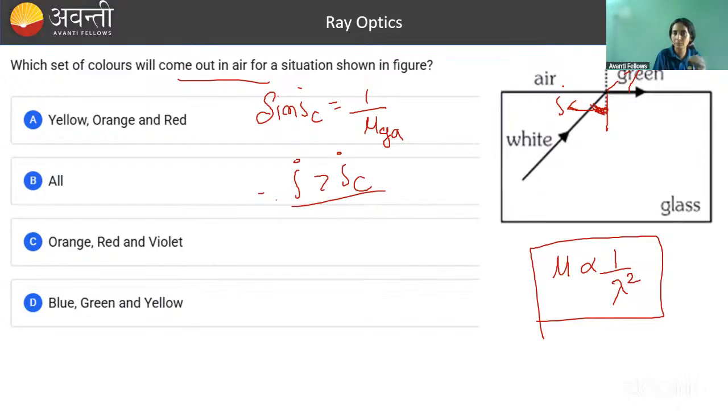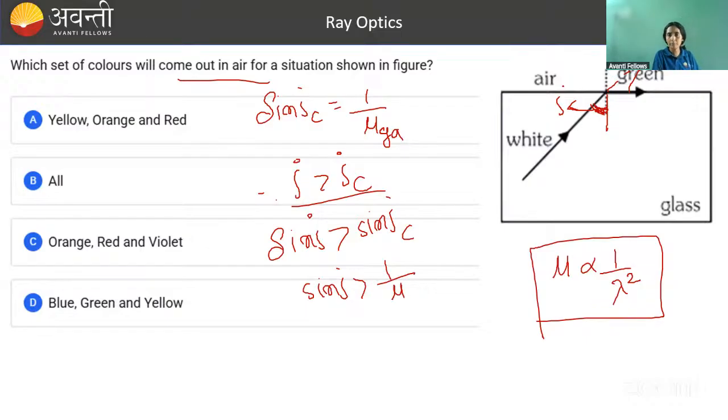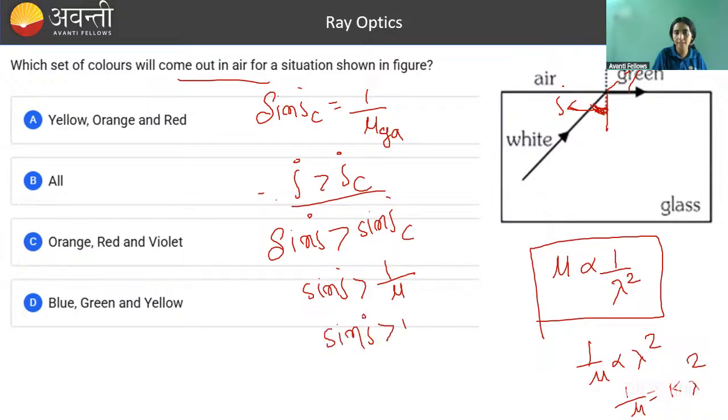Take the sine function on both sides. So sine I will be greater than sine IC. And you already know sine IC is equal to 1 by mu. Mu is directly proportional to 1 by lambda square, so 1 by mu will be directly proportional to lambda square. 1 by mu can be written as some constant k into lambda square. So sine I is greater than k lambda square.